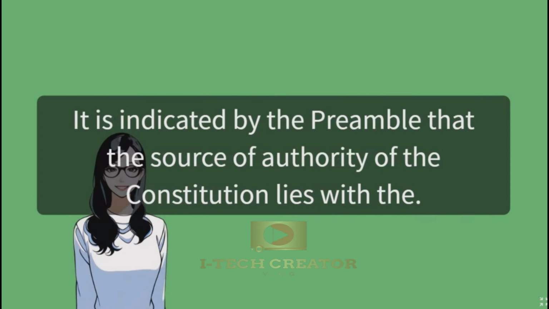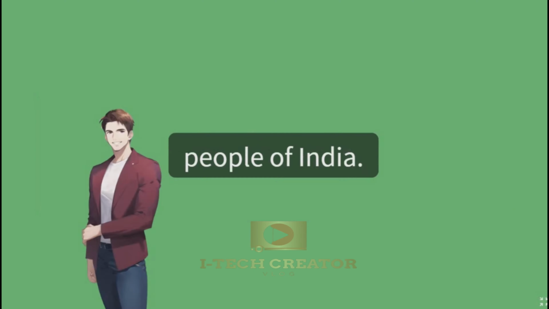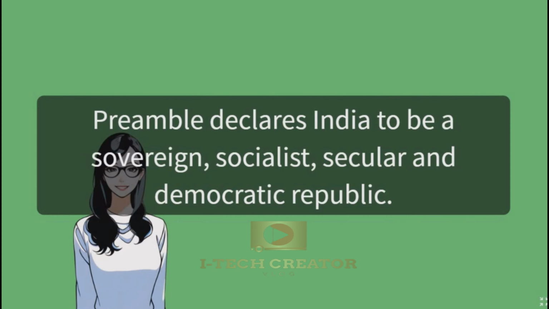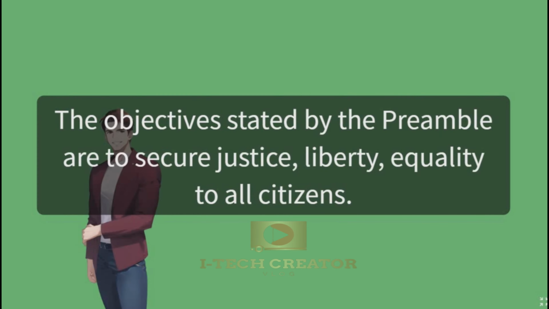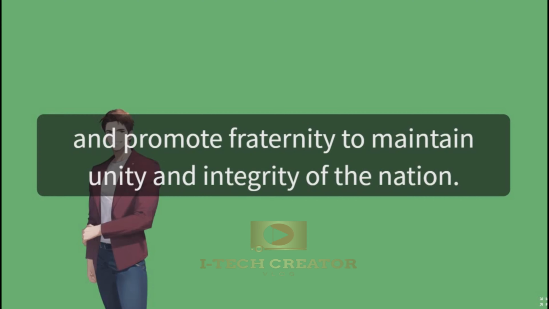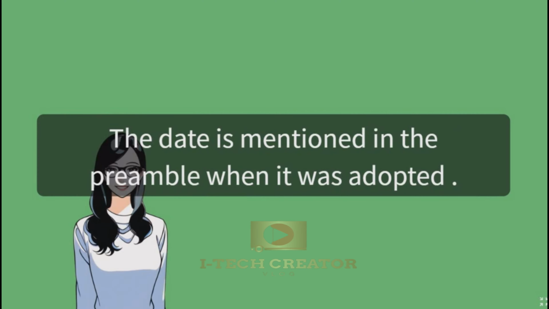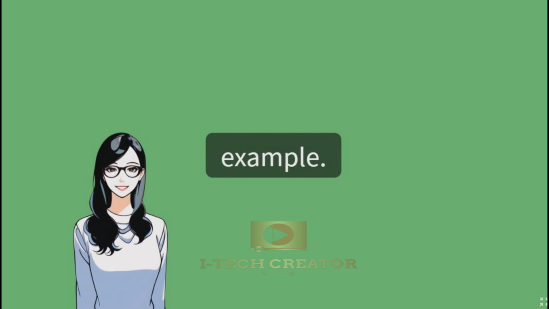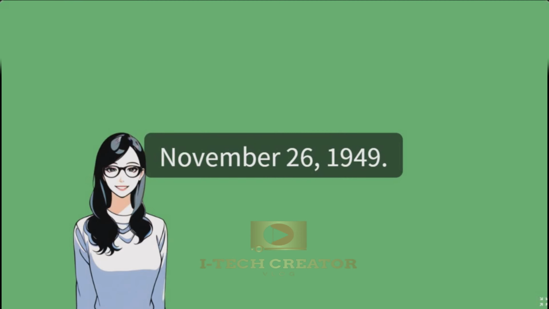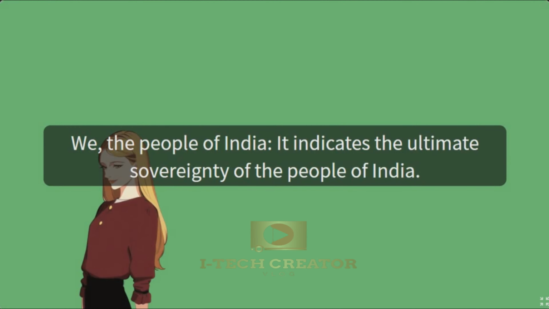Components of preamble. It is indicated by the preamble that the source of authority of the Constitution lies with the people of India. Preamble declares India to be a sovereign, socialist, secular, and democratic republic. The objectives stated by the preamble are to secure justice, liberty, equality to all citizens, and promote fraternity to maintain unity and integrity of the nation. The date is mentioned in the preamble when it was adopted. Example: November 26, 1949. We, the people of India. It indicates the ultimate sovereignty of the people of India.